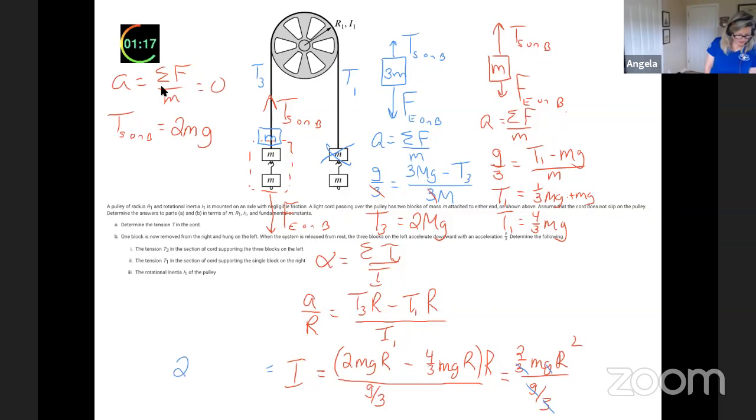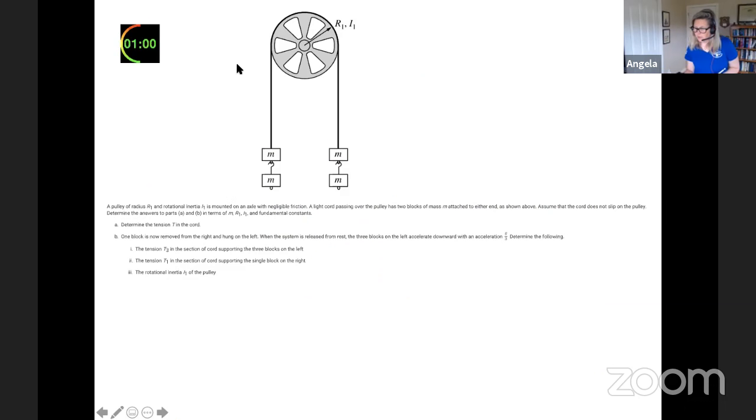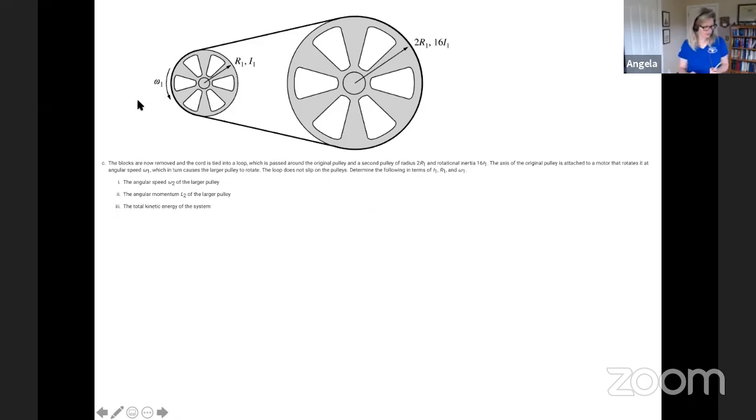Let's use the correct M. They gave us a capital M. Let's use the correct R. They said R1. So I think we're good there, right? All right. We are going to continue the same problem. Try this one.